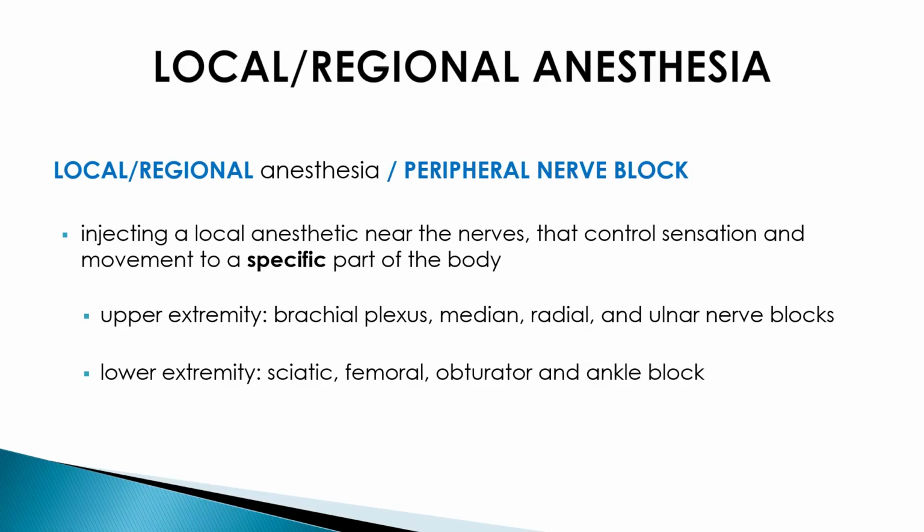A peripheral nerve block is where they inject local anesthetic near the nerves that control sensation and movement into a specific part of the body. In the upper extremity, they'll inject the brachial plexus, median, radial, or ulnar nerve area, and in the lower extremity, they may inject the sciatic, femoral, obturator, or ankle.